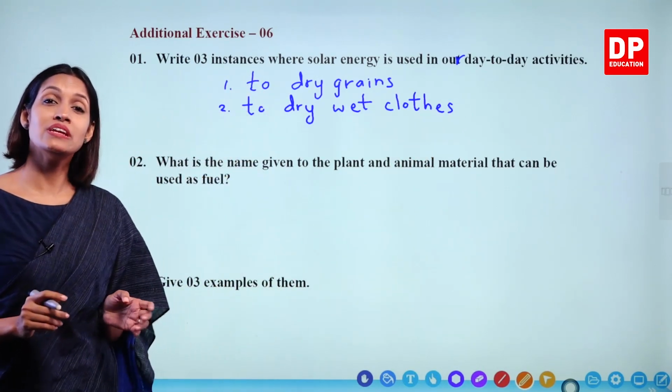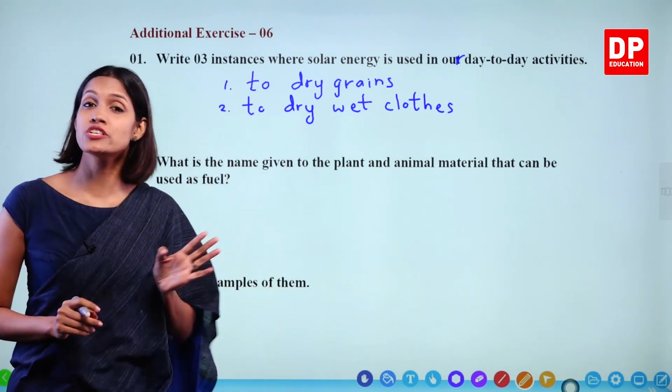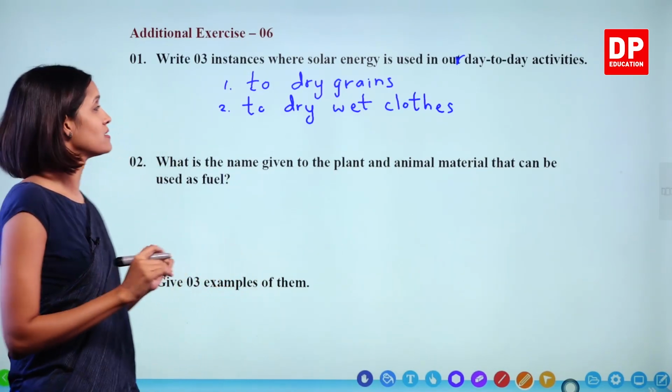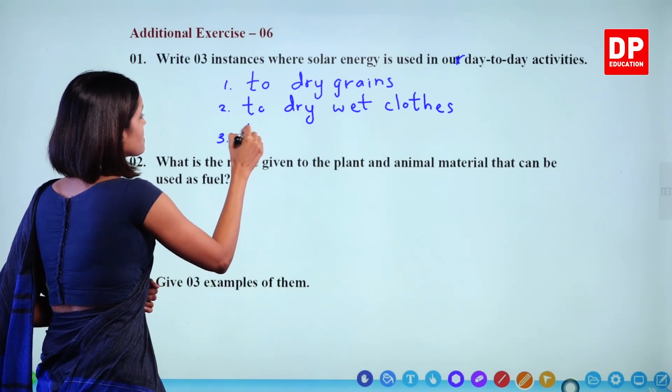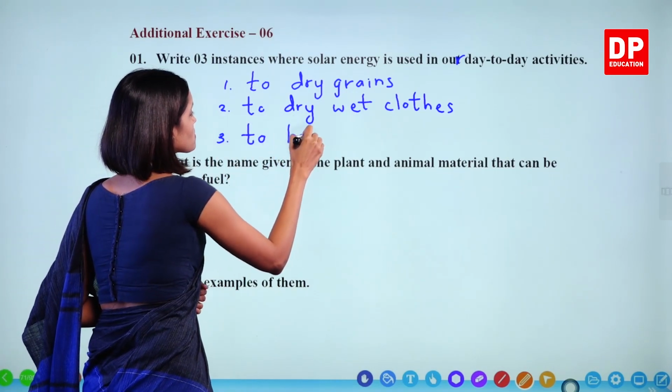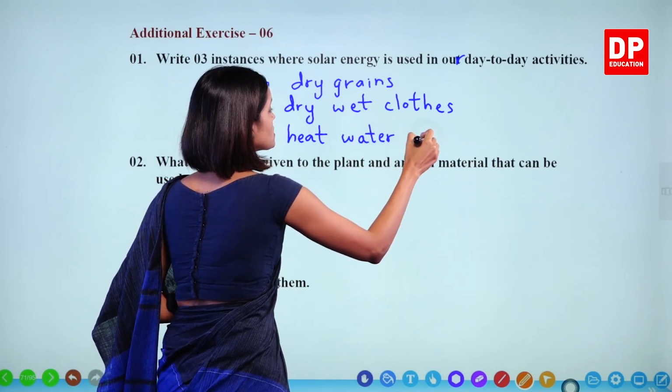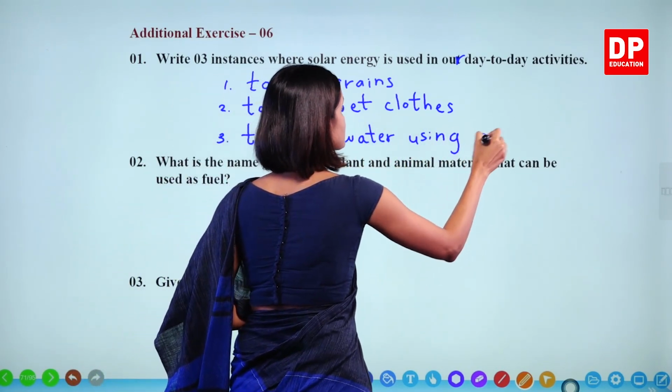And do you remember we learned that we can heat water using solar heaters? Do you remember that, children? In day-to-day life, we use that, right? To heat water using solar heaters.